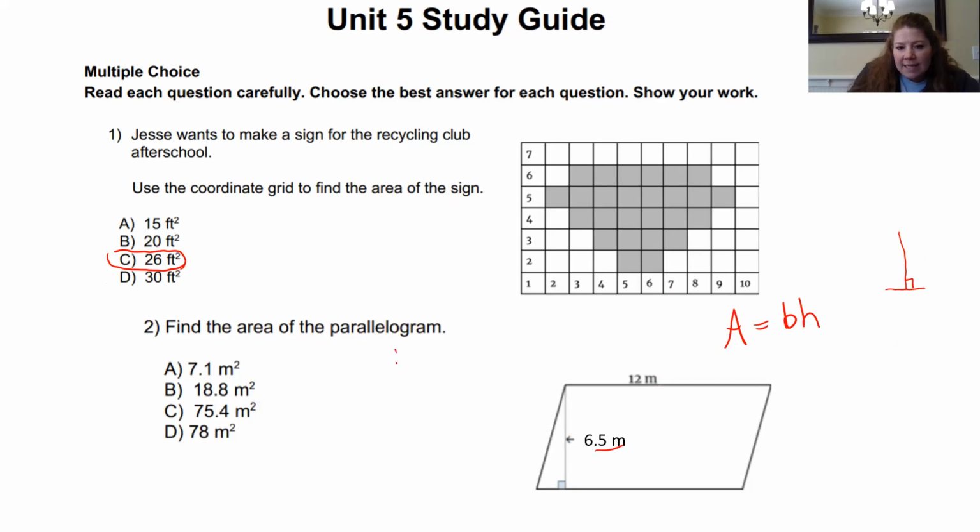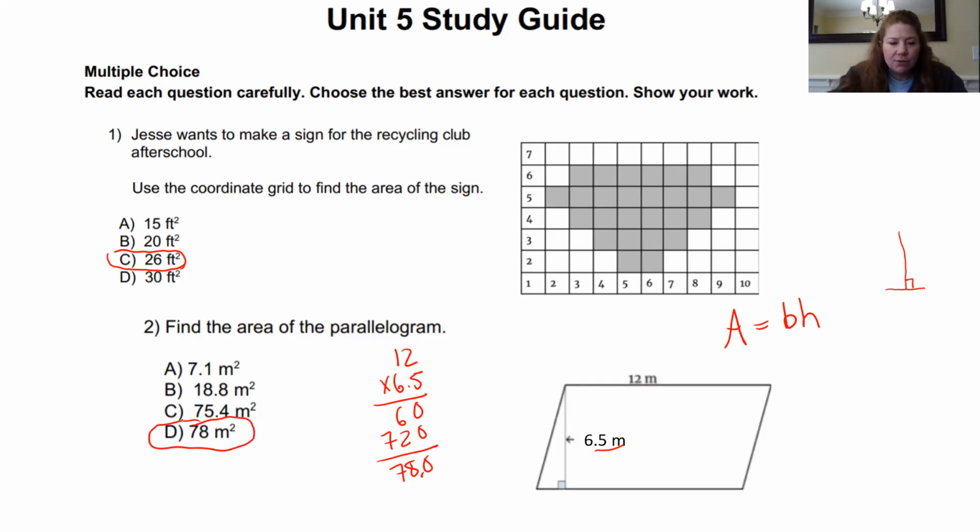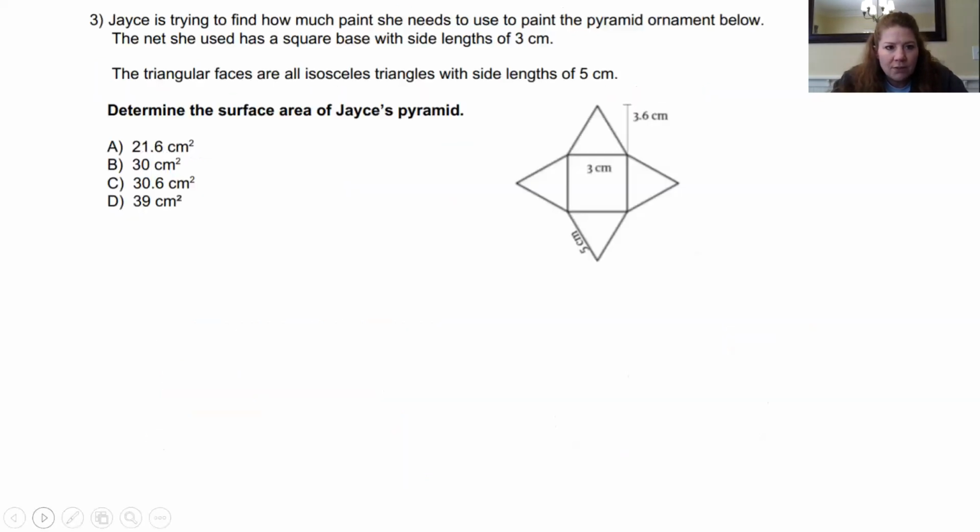That means the base is 12. So we're going to multiply 6.5 times 12. And we get what? One number behind the decimal, we get 78 meters squared. 78 meters squared for number 2.